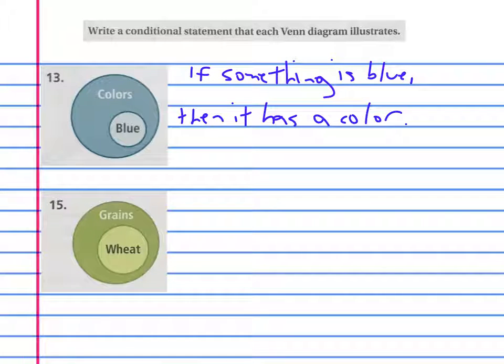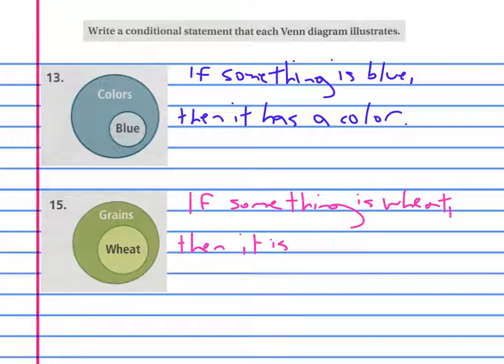And the next one says, I would say, if something is wheat, then it is a grain. And when you say something, you're basically saying anything out there in the world that we could describe as wheat could also be described as a grain, because wheat is a type of grain. So if something is wheat, then it is a grain.